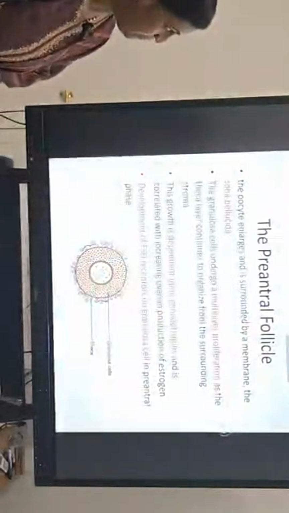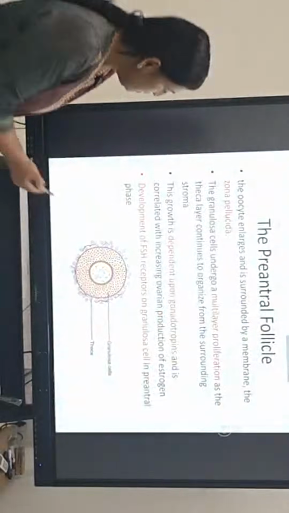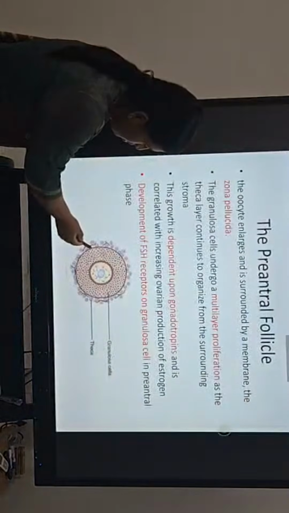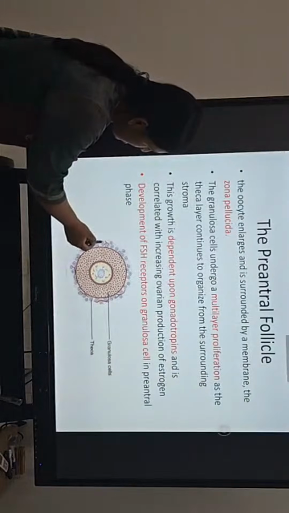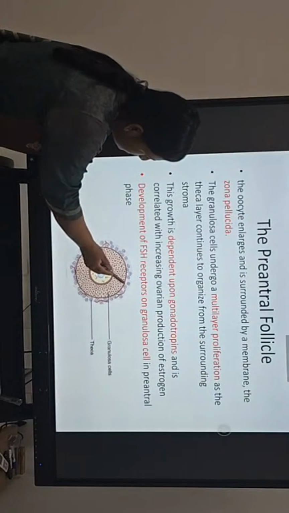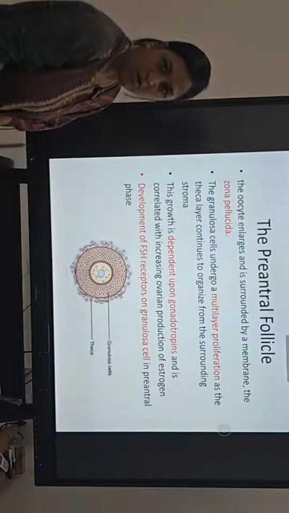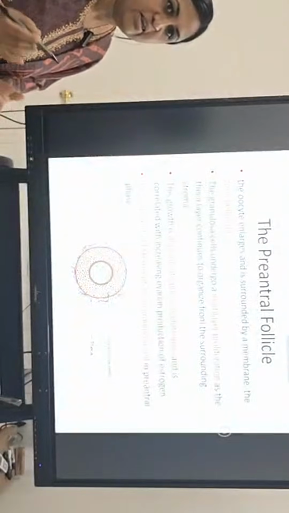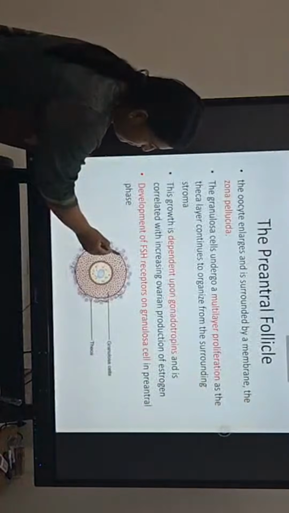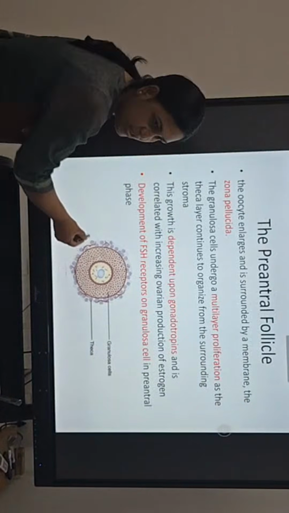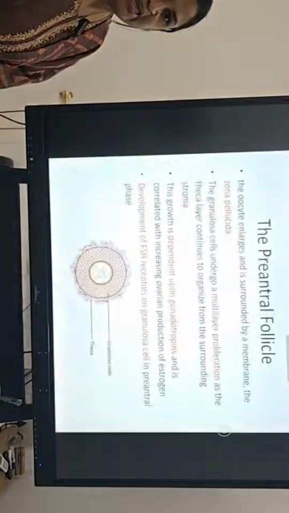In the pre-antral stage, the granulosa cells proliferate under the effect of estrogen, and the outer layer of stromal cells gets organized into a layer called theca cells. These granulosa cells and theca cells are separated by a membrane called the basal membrane or basal lamina.